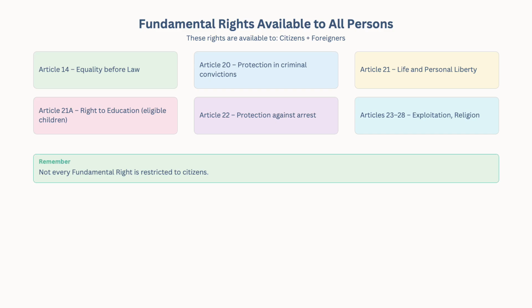But these are the fundamental rights that are available to all persons. We have Article 14, we have Article 20, 21, 21A, 22, 23 to 28. Everyone is equal before the law. It doesn't matter whether you're a citizen of India or not. And Article 22, protection in criminal convictions. If you're convicted as a criminal, then you also have the same rights as the citizens of India. And in Article 21, life and personal liberty, you also have the right to live, even though you're not a citizen of India, and so forth. These are the fundamental rights available to all persons.